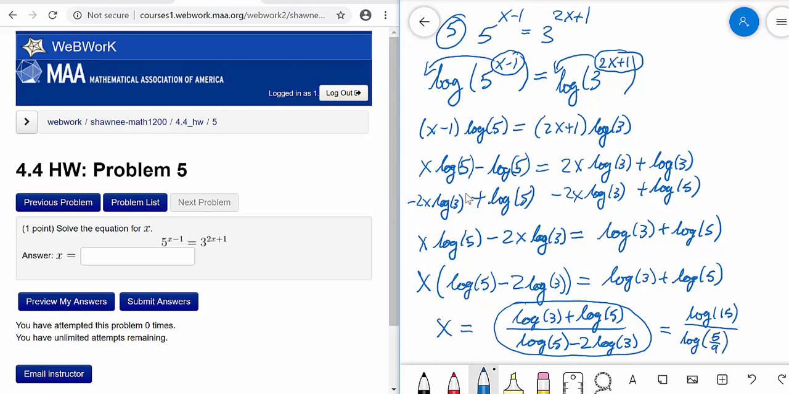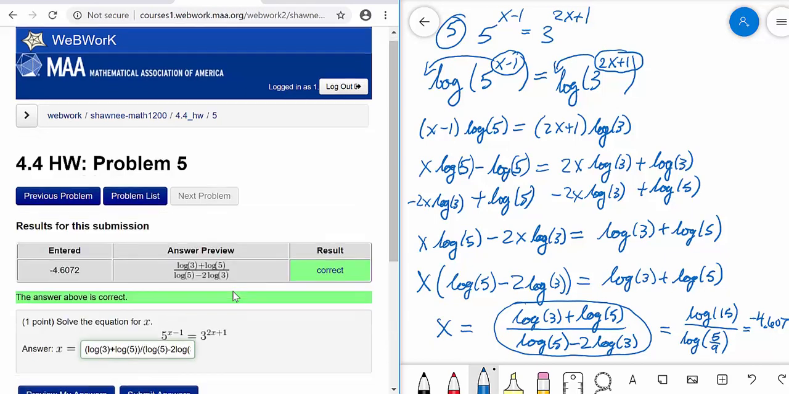So this might be a little bit easier expression to type into WebWork. And if I enter a decimal expression, it's about negative 4.607. So that would be a decimal answer. So I'm going to start by entering an exact answer. So put parentheses for the numerator, log of 3 plus log of 5. Close the parentheses for the numerator, divided by parentheses log of 5 minus 2 log of 3, and then close the parentheses for the denominator, and we get the correct answer.